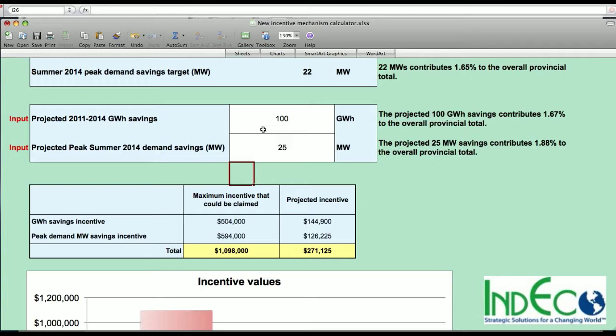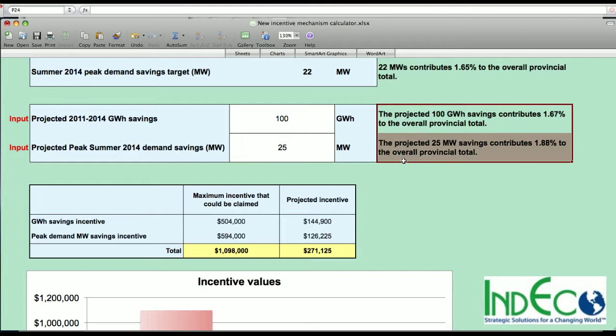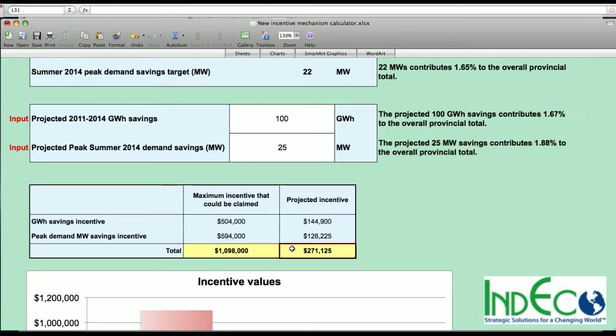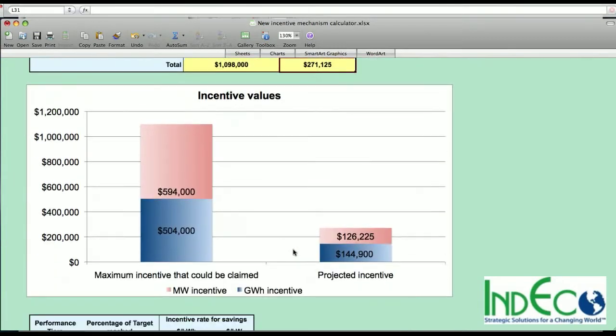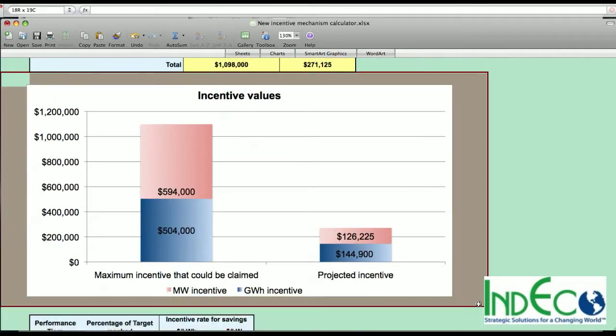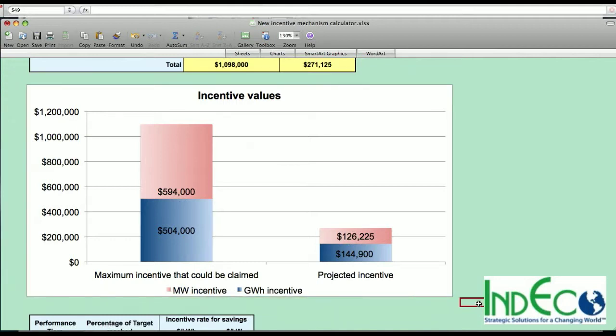The contributions of the selected LDC's projected savings towards the total provincial targets are displayed on the right. Entering both projected energy savings and peak demand savings will calculate the size of the incentive that the LDC would receive. This value appears in the second yellow box below. The figure below compares the maximum incentive that the selected LDC could receive to the size of the incentive that the LDC would receive if the projected energy savings and the projected summer 2014 peak demand savings are met.